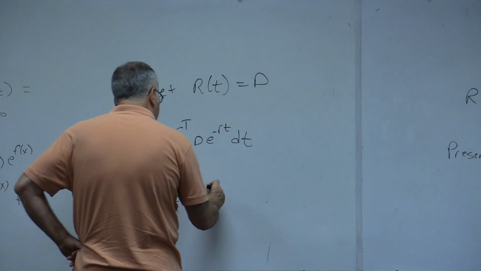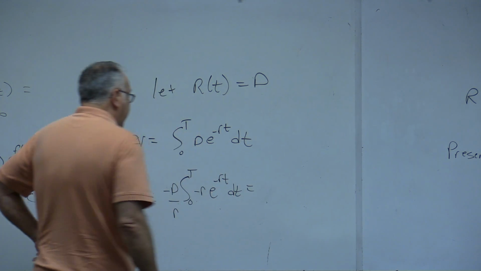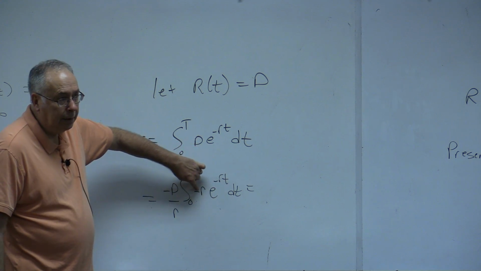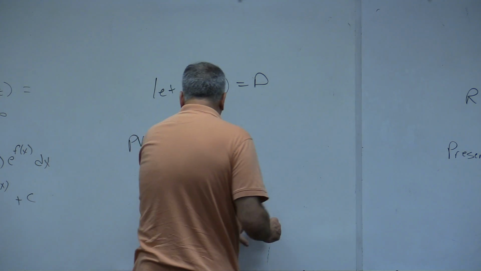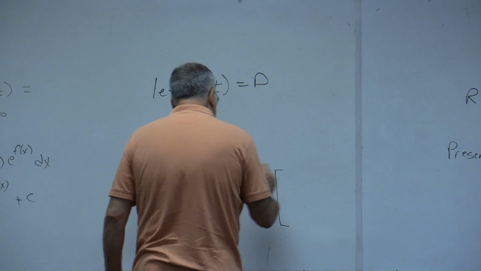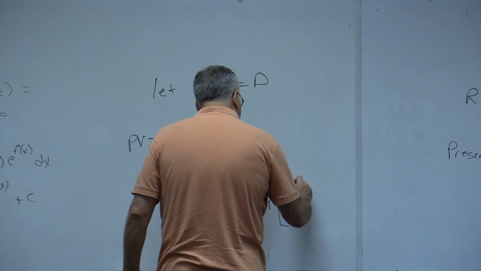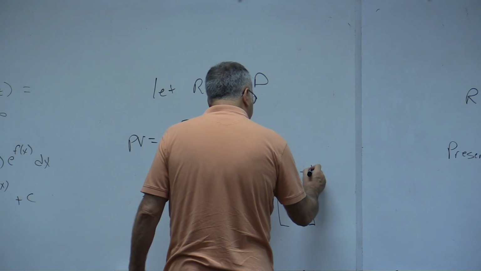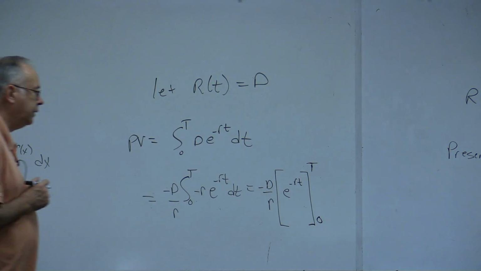Okay. Now we have it in the right form. Now we've got it in the form e to the f of t times f prime of t. So we can directly integrate this. And let me just write this minus d over r out here, outside, multiplied times e to the minus rt. And we're doing that from capital T as the upper limit to the lower limit of 0.